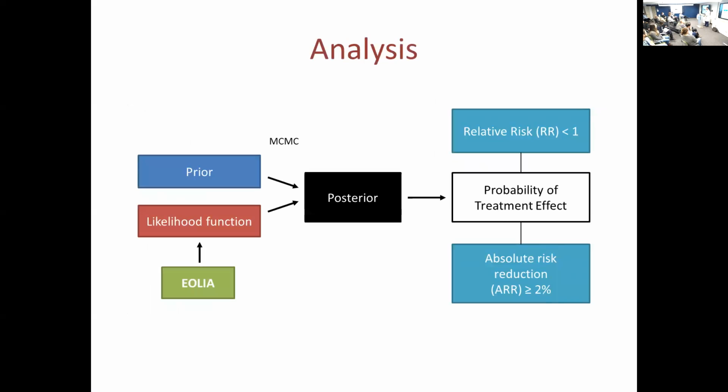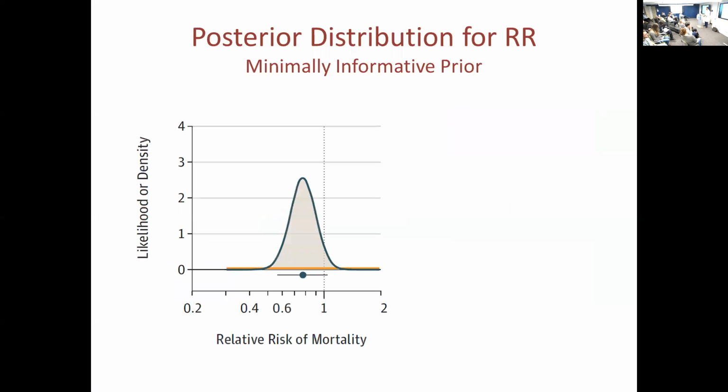So the analysis proceeds by taking the data from EOLIA, computing your likelihood function, combining it with each of your priors to obtain your posterior, and then from the posterior estimating the probability of each of your minimum clinically important treatment effects for the relative risk or absolute risk difference. So the primary results of the analysis are shown here.